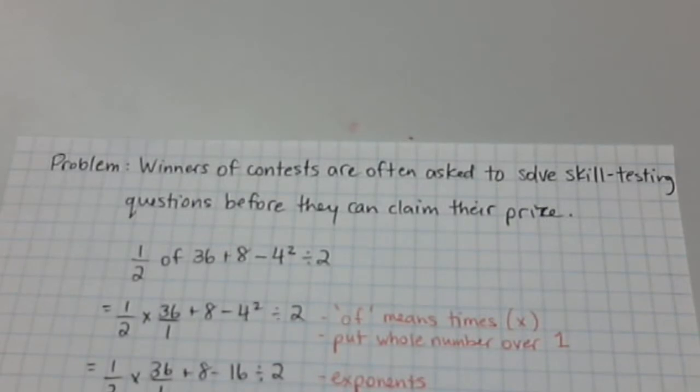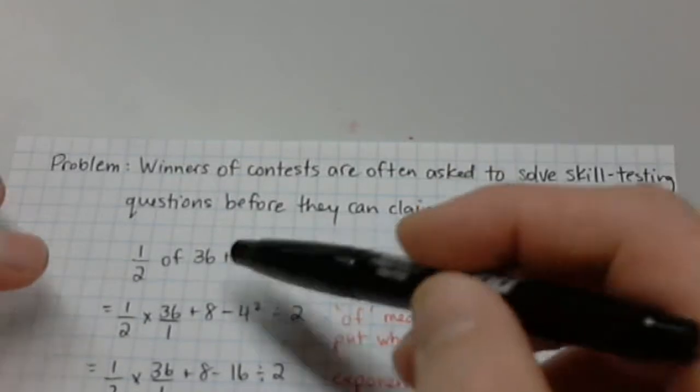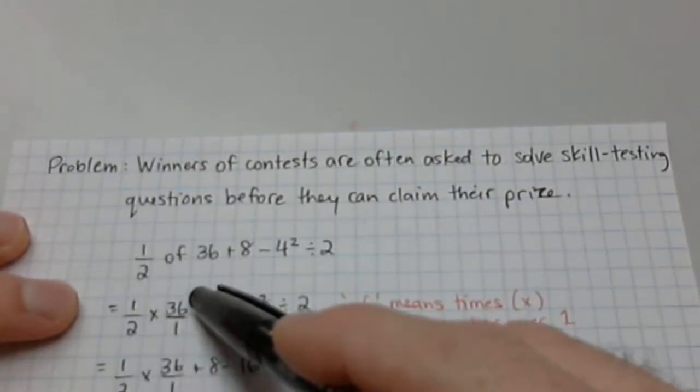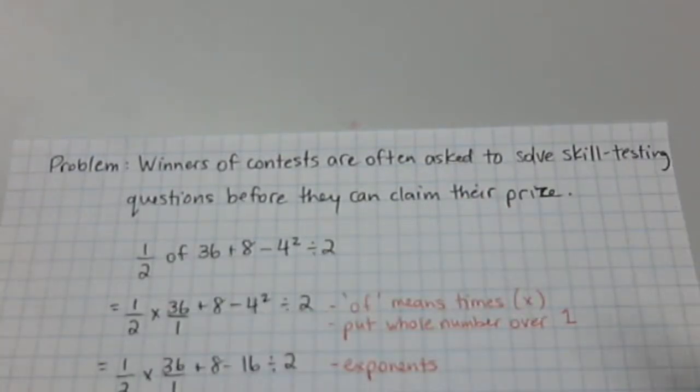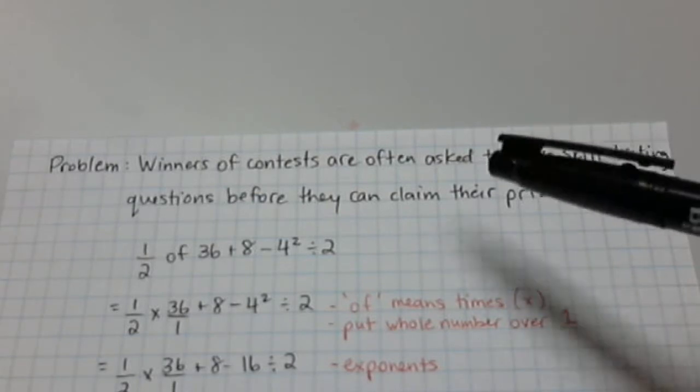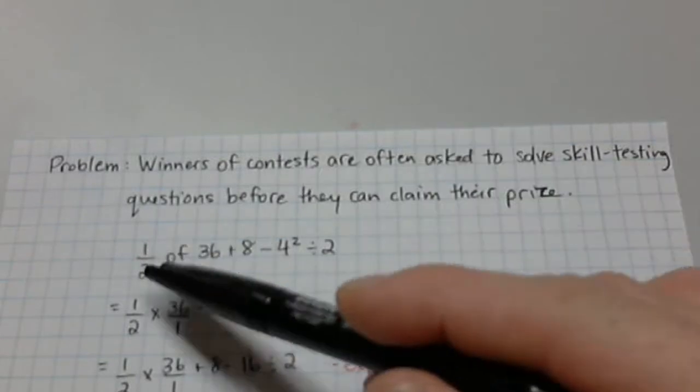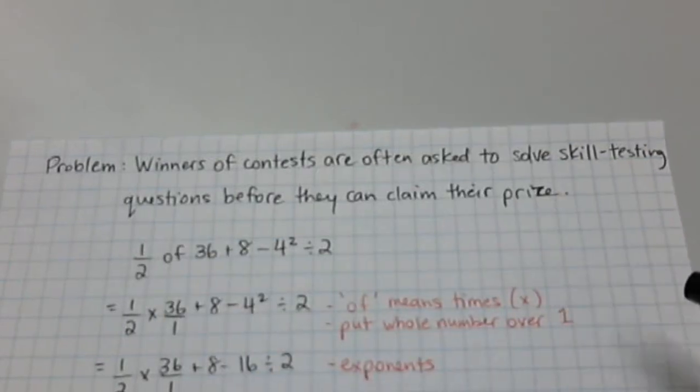Often, when you win a contest, winners are asked to solve a skill testing question. It often looks something like this. This is just one that I found. It's half of 36 plus 8 minus 4 squared divided by 2. You'll notice that there's a fraction in there, and some division and some exponents, and this "of" means times, as it says here. So we need to remember our order of operations.